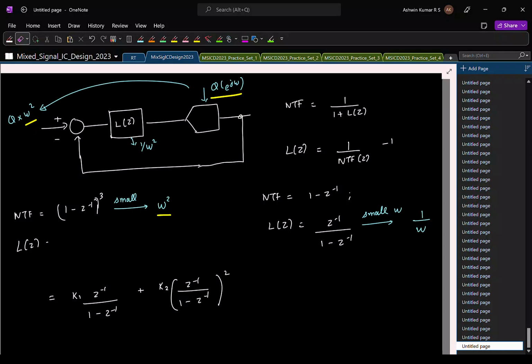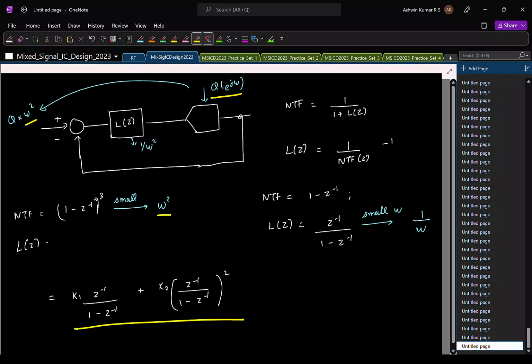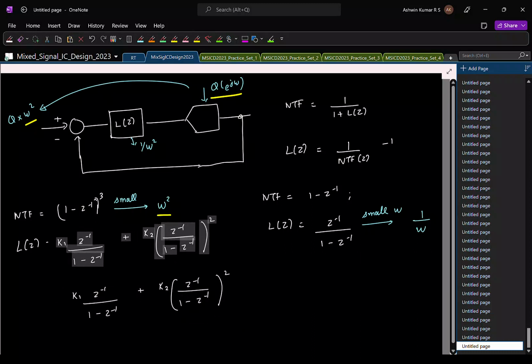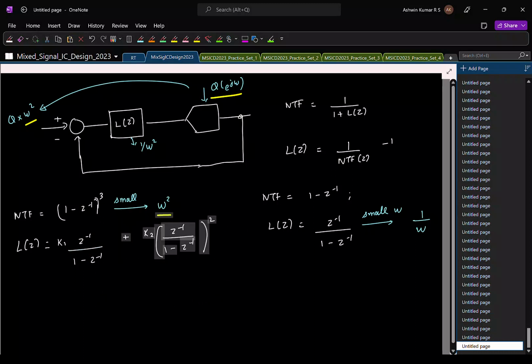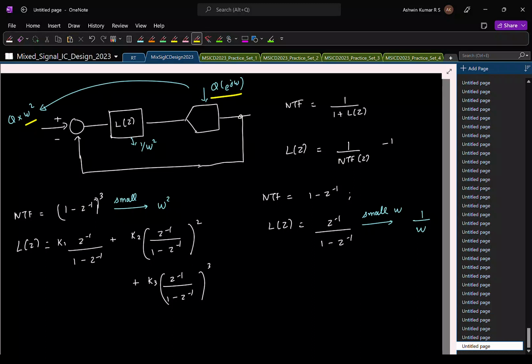For a second order NTF, the loop filter looked like this. For a third order, how do you think it will look? There will be a K3 term. So you'll have K3 times z inverse by 1 minus z inverse the whole cube. Okay. Cool. So now let me ask this question: can you tell me what will be the value of K3 here?